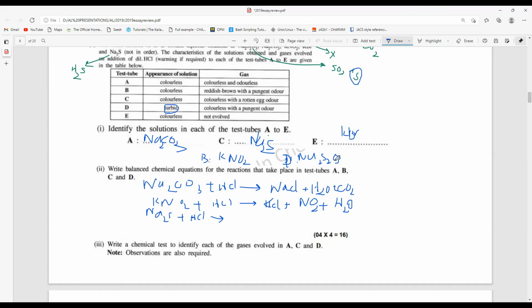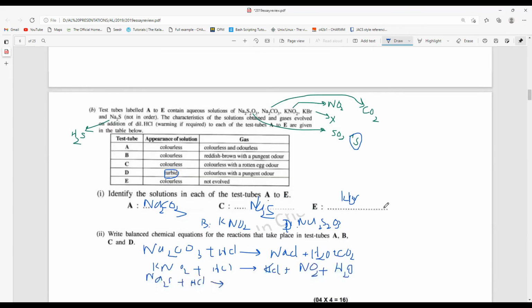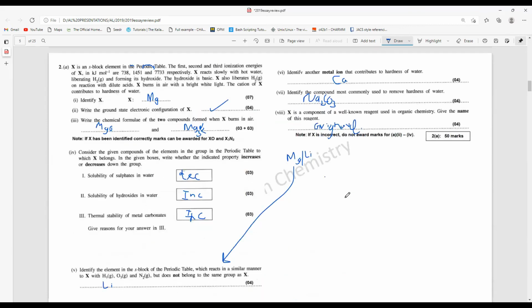D, it is SO2 again. So SO2 is also very similar. You can send that through potassium dichromate solution or KMnO4 solution. So the purple becomes colorless or the orange color becomes green. So those two can be written here. Okay. So this is a very simple question. Second one.